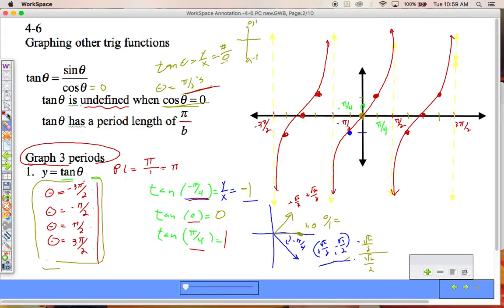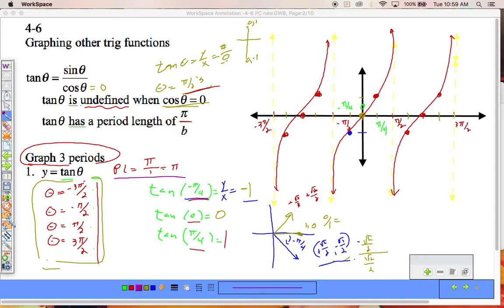We're going to find our period length. Our period length is going to be pi divided by b, which is just going to be pi. When we have a tangent, our tangent's undefined when I have a 0 in my denominator. So that means that when I have my angles to be pi over 2, my x value is 0. So my tangent's undefined at your pi over 2's.